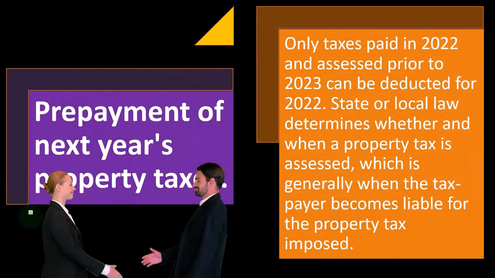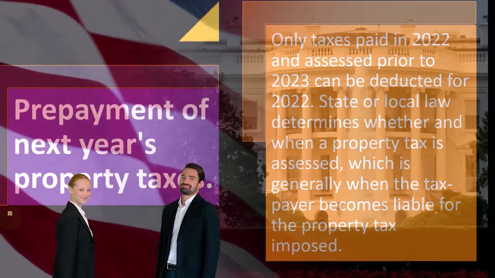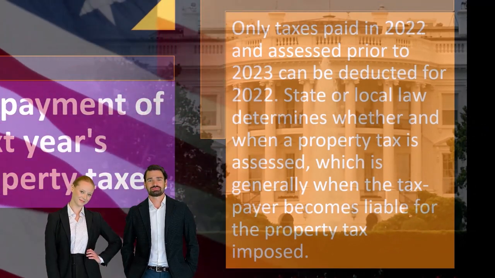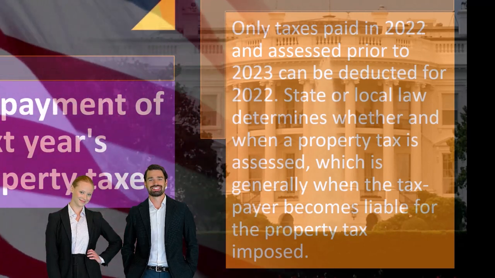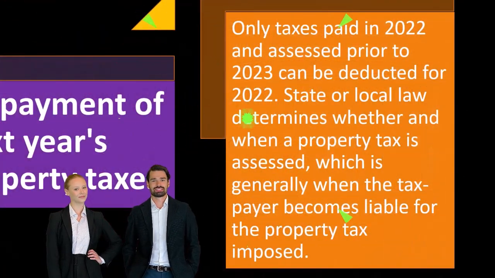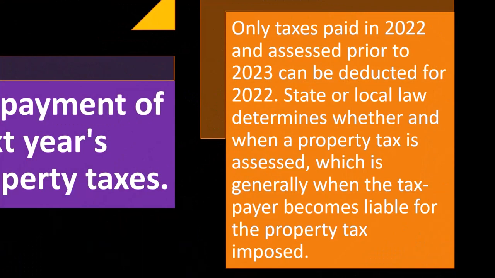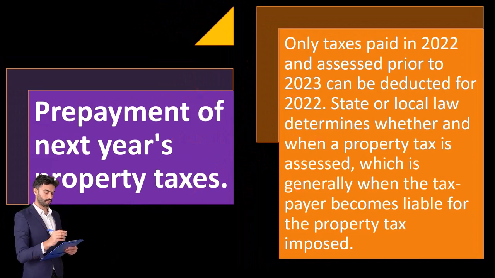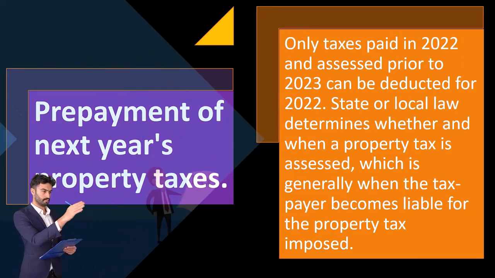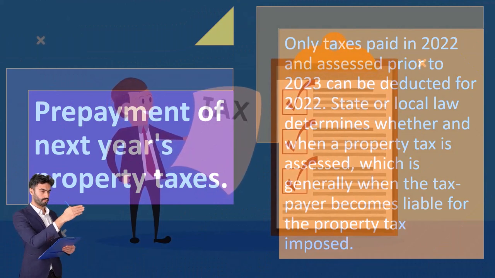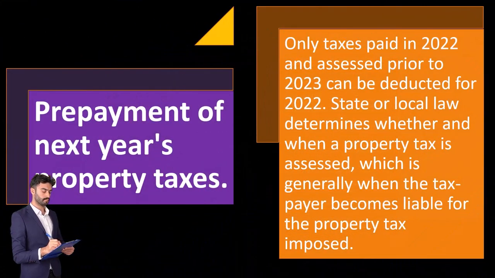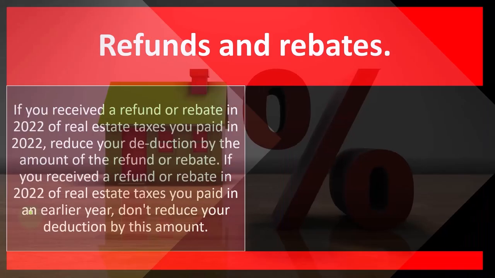And the government doesn't want to let you do that. So they're going to limit the amount of prepayment of the property taxes. So if you get a bright idea of I'm going to prepay stuff, then you've got to make sure and say, am I able to prepay this? Or is the tax code going to explicitly say, which they often do, no, we're not going to let you prepay a massive amount of your expenses, because it's manipulative of the cutoff and whatnot. So state or local law determines whether and when a property tax is assessed, which is generally when the taxpayer becomes liable for the property tax imposed.